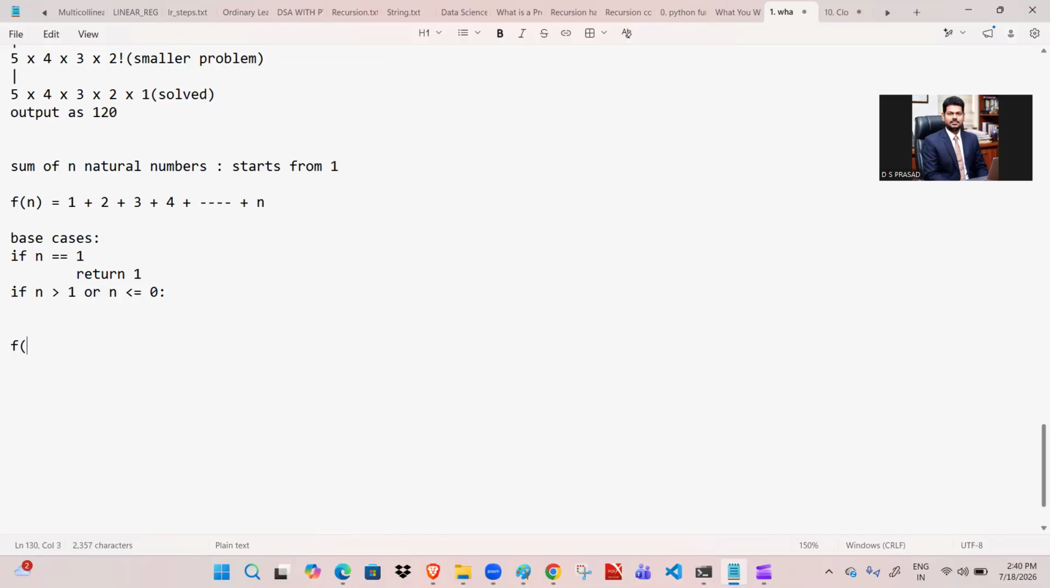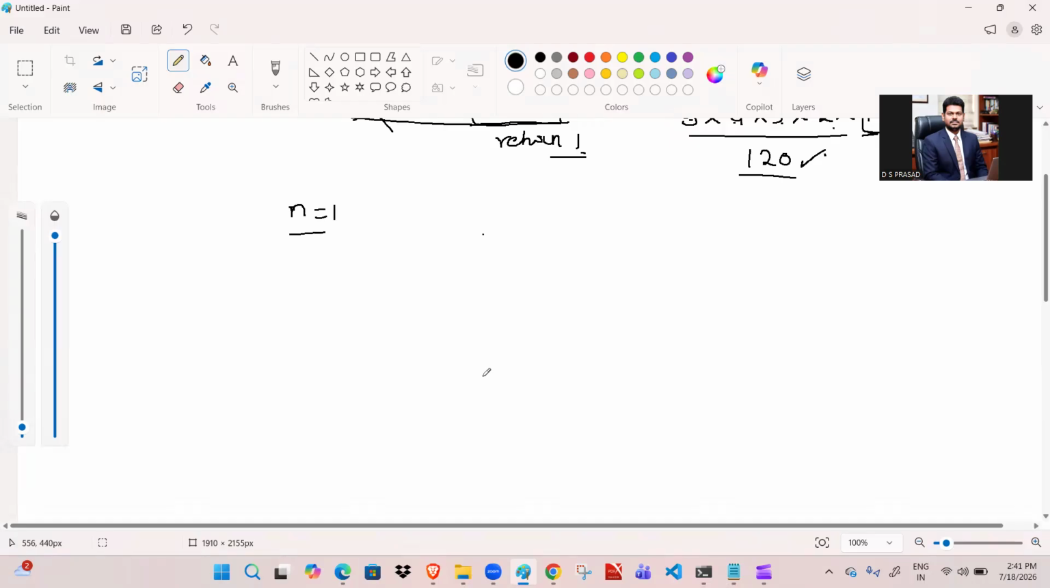For example, I want to find the sum of the natural numbers. For 1 only, the output is 1. The sum of the first two natural numbers is 2 plus the smaller function, 2 minus 1, that is 1. For n equal to 1, the output is 1. For n equal to 2, it is 2 plus 1, which is 3.